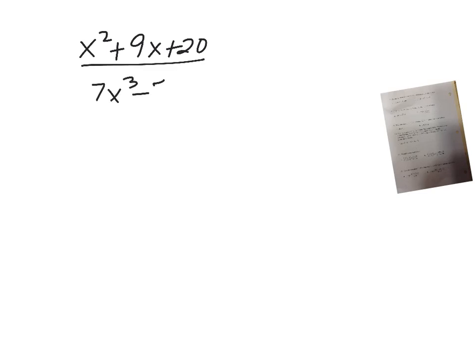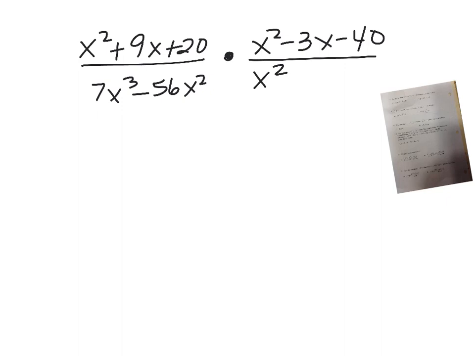All right, B is the division. So I'm going to flip it as I write it so I don't have to keep rewriting. So I have x squared plus 9x plus 20 over 7x to the third minus 56x squared. Remember, I'm flipping right now. I'm changing the division to multiplication, and I'm flipping my fraction. So x squared minus 3x minus 40, and then in the denominator would be x squared plus 10x plus 25.